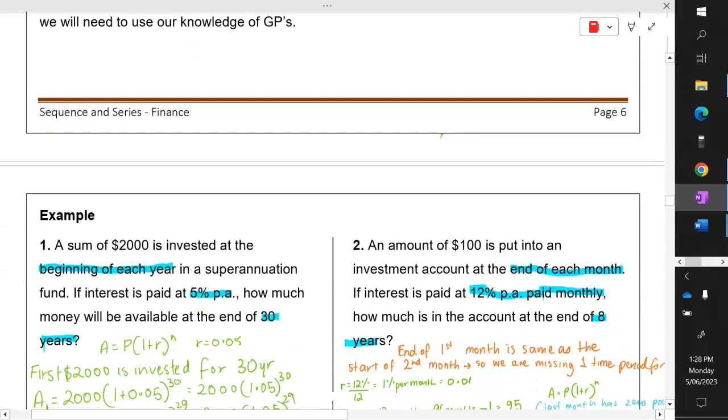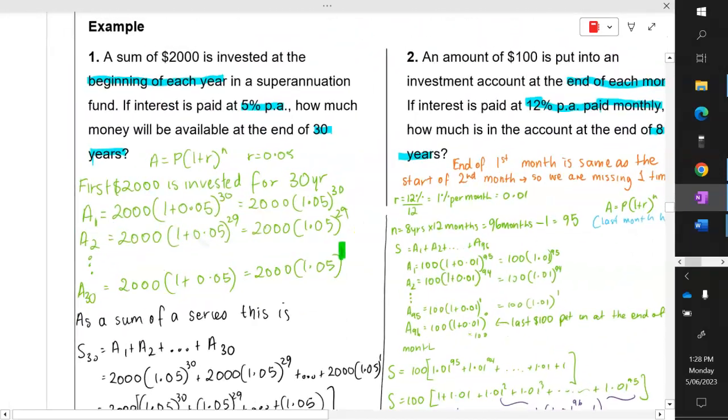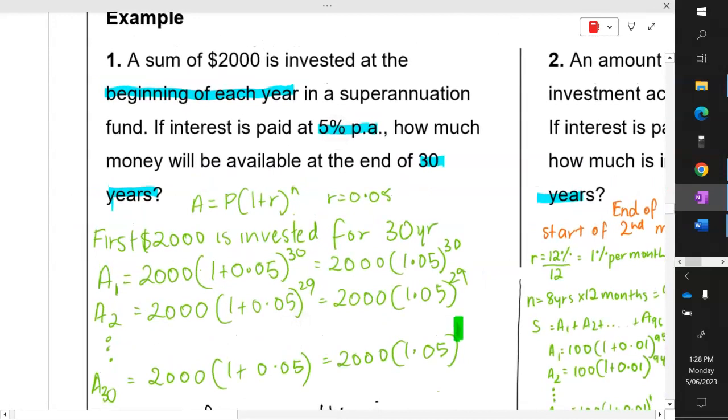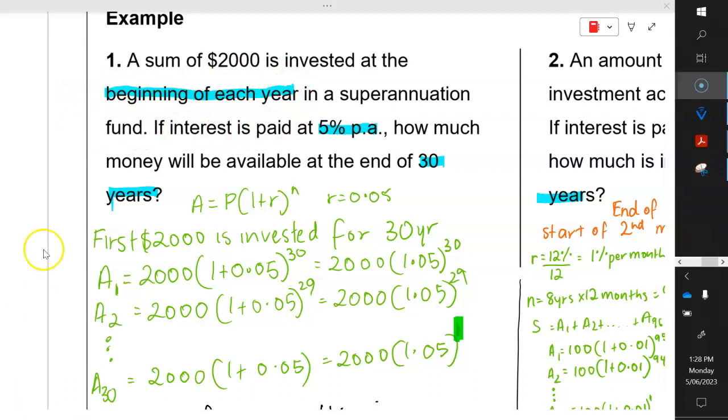So let's have a look at one below here on the left-hand side. We're saying that a sum of $2,000 is invested at the beginning of each year in a superannuation fund. Now, the beginning is important here because in our next example, we're not investing at the beginning of the year. Like a lot of our other questions, the language is going to be really important. So $2,000 at the start of each year, interest is paid at 5% per annum, and money will be available at the end of 30 years.